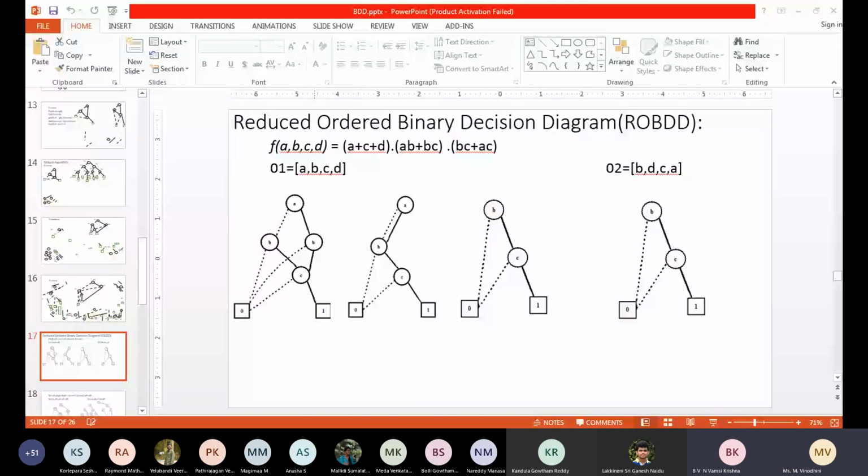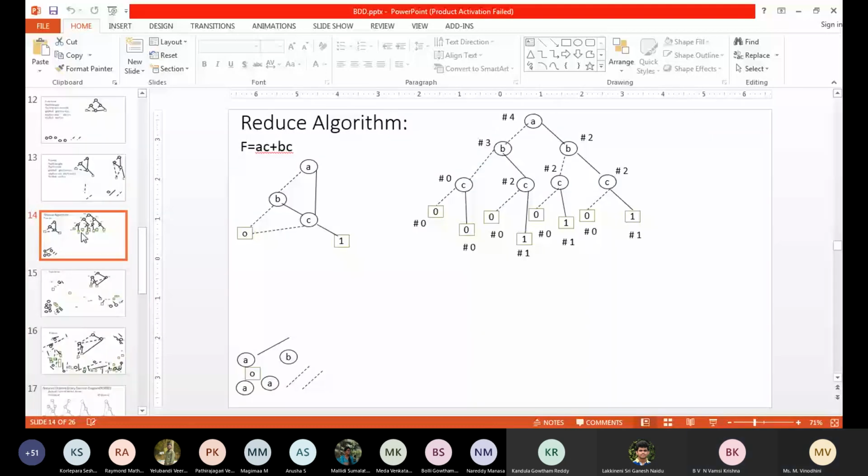Shannon's expression we use to form a binary tree. The third one. Look at the slide. What is the third one? From the reduced algorithm. Number the tree.